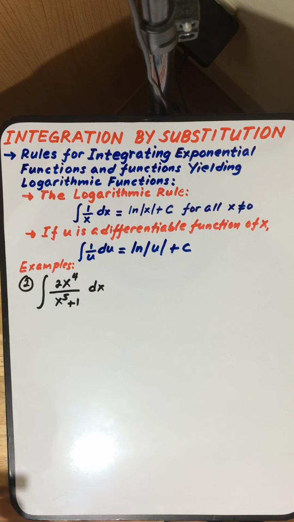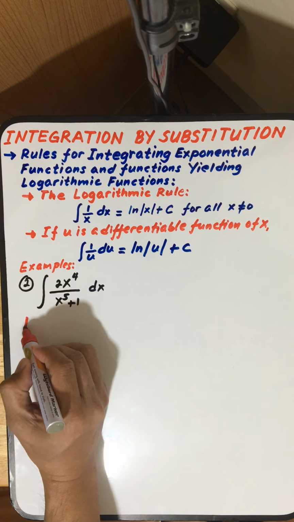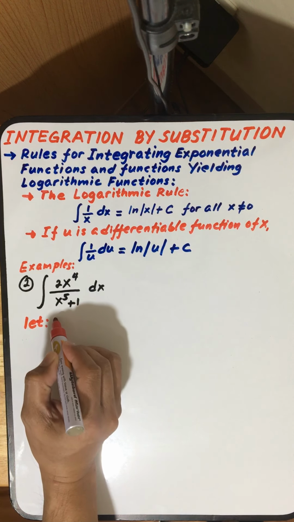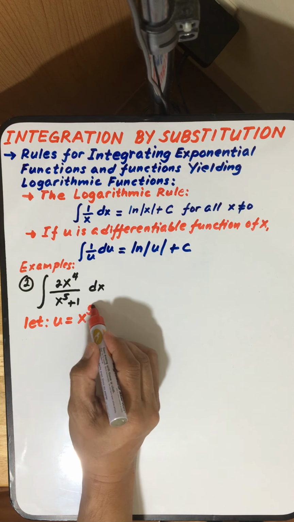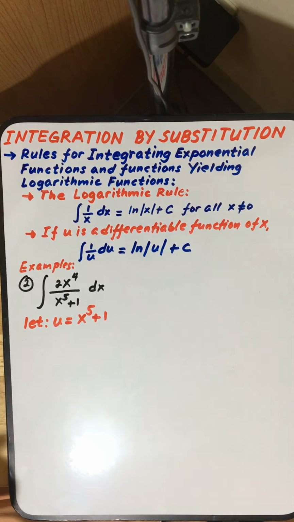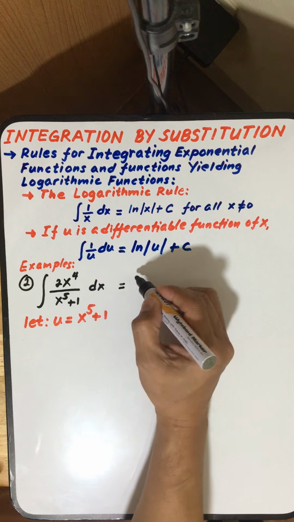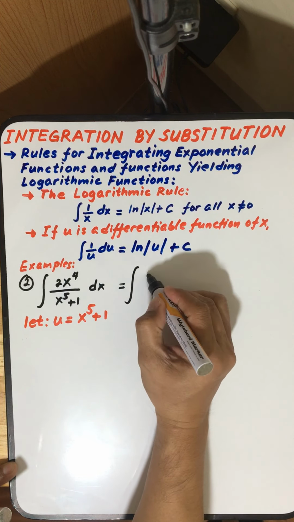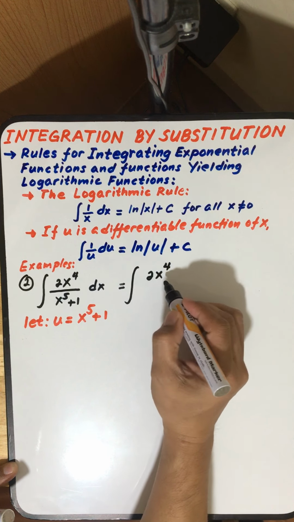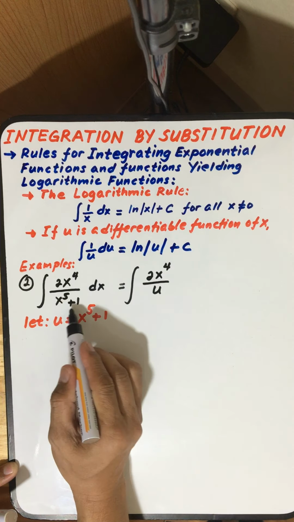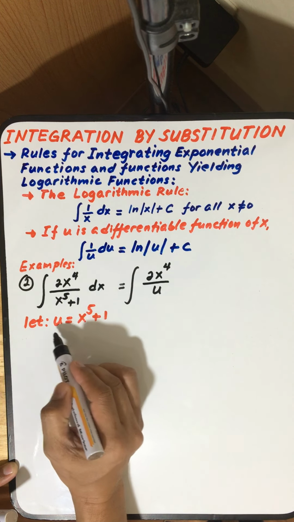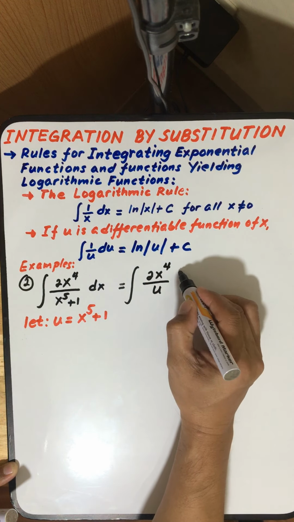So how will we solve this problem? As in our previous example, you have to let u be equal to x to the 5th power plus 1. So if we let this as our u, then we can now write the integral as the integral of 2x to the 4th power divided by u, because we let this x to the 5th power plus 1 as u, and then times dx.